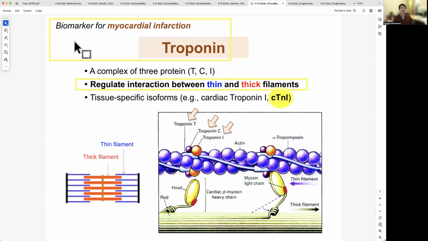The second biomarker for myocardial infarction is troponin. There are specific troponin molecules present only in the cardiac muscle. What you need to know is what troponin does: its normal function is to regulate interactions between thin and thick filaments. For muscle to contract, you have to slide the thin and thick filaments against each other, and that sliding or interaction is regulated by troponin.